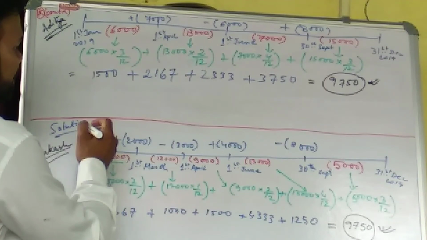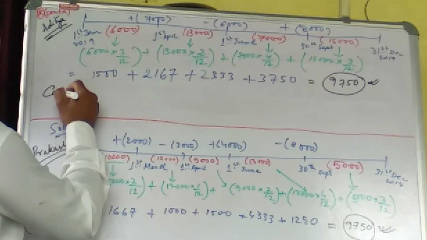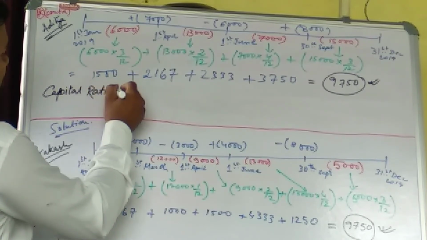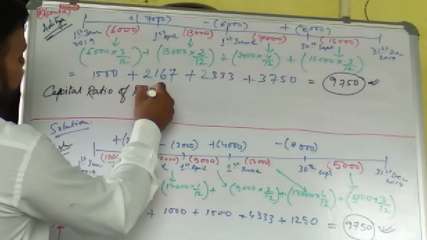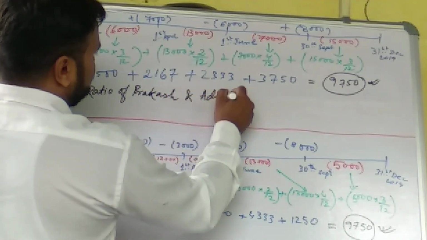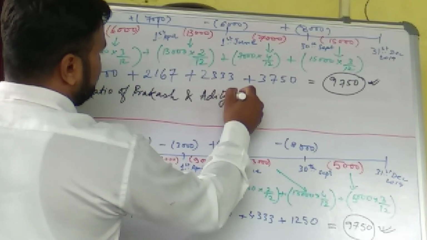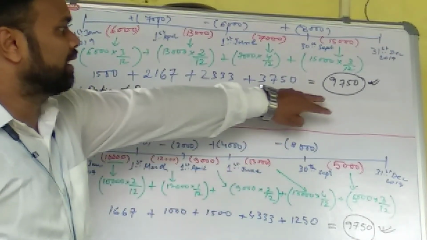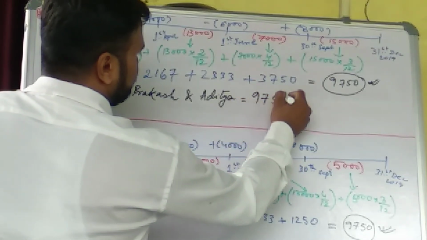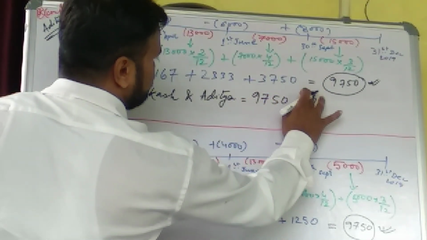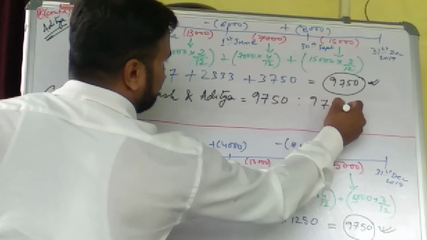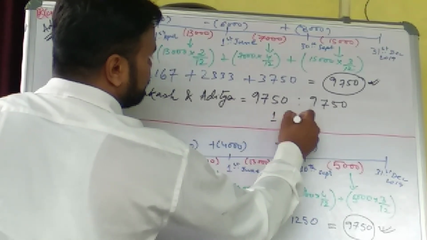So what will be the capital ratio, students? The capital ratio of Prakash and Aditya will be the weighted capitals that we calculated just now. 9750 is to 9750, or you can write 1:1.